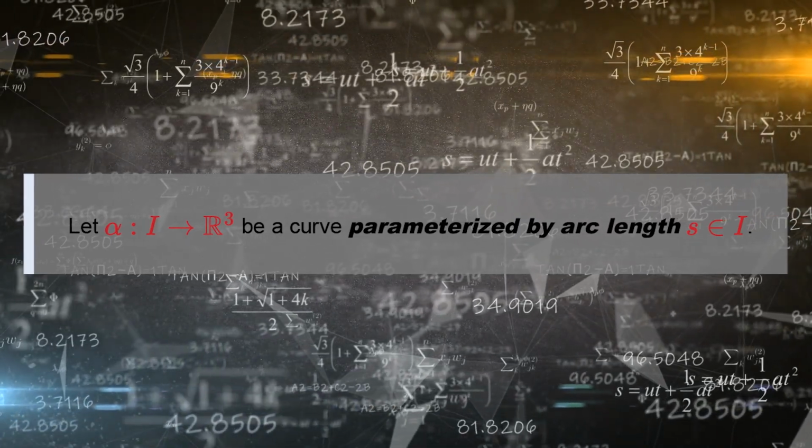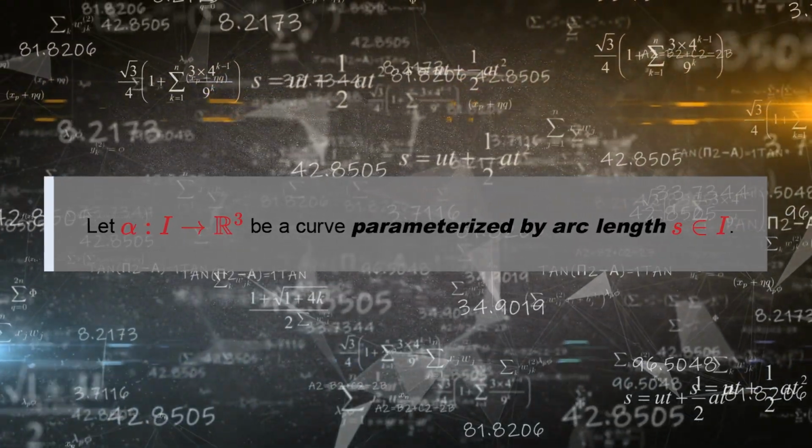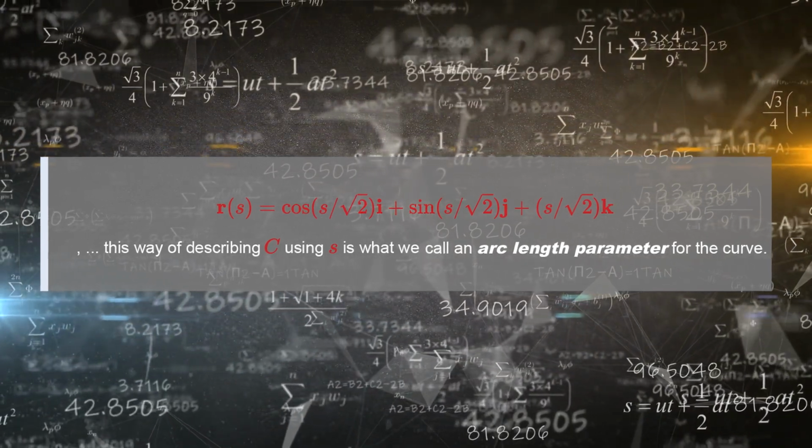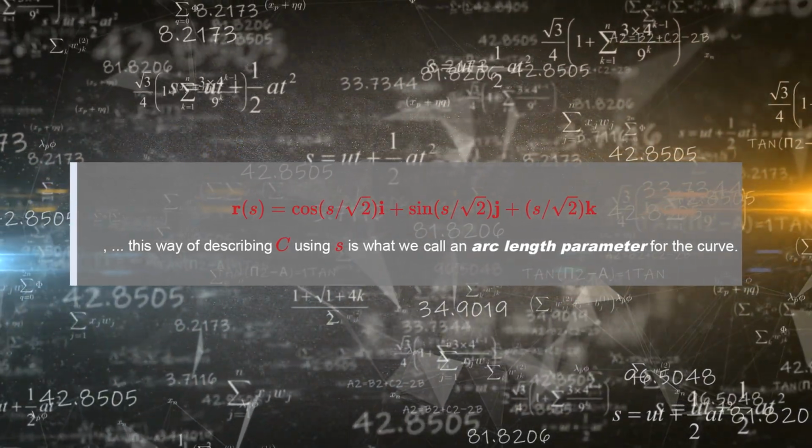Let alpha from I to R^3 be a curve parameterized by arc length s. This way of describing C using s is what we call an arc length parameter for the curve.